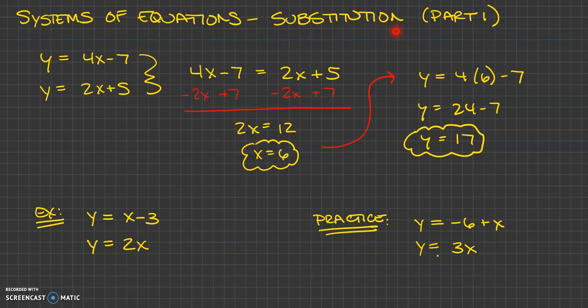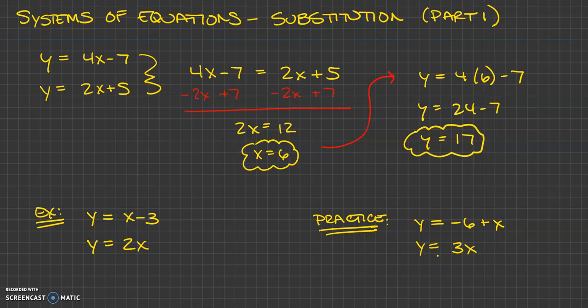Now, we've talked about substitution in class. We've actually done a fair amount of substitution, but now we want to apply it to more than one equation. So let's just walk through this first example. We have two equations that we're given, y equals 4x minus 7 and y equals 2x plus 5. And in this system, we want to know, where do they cross?